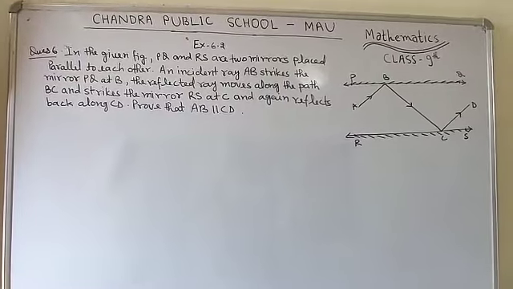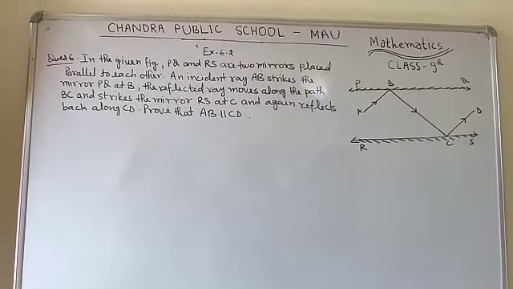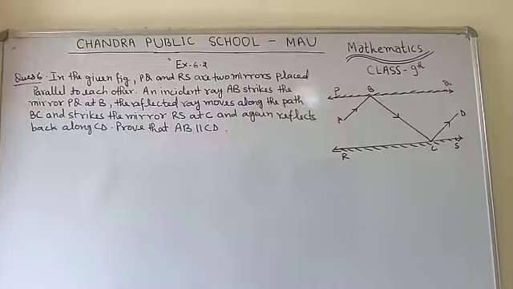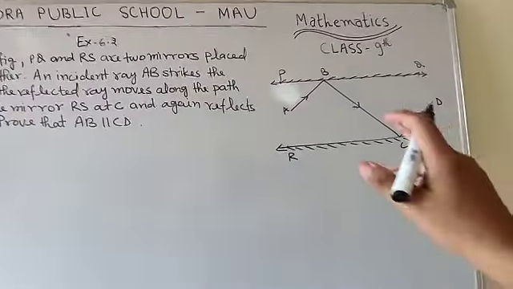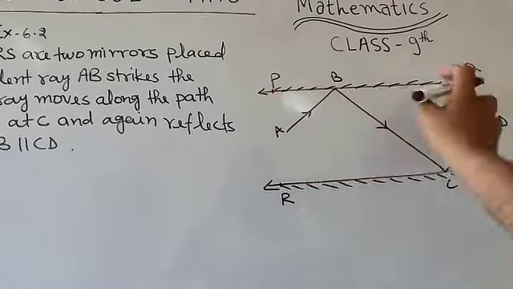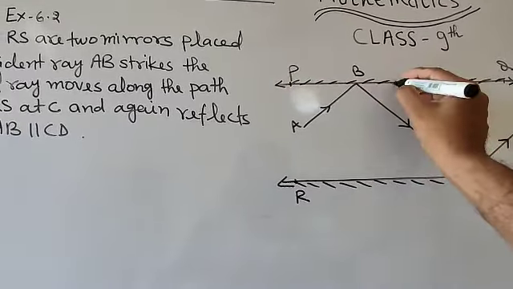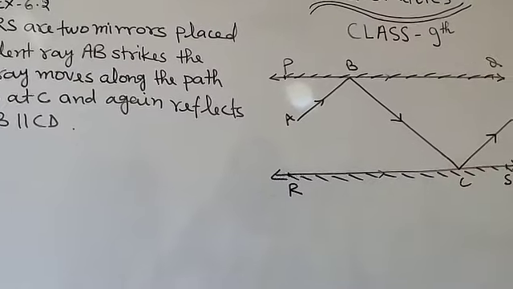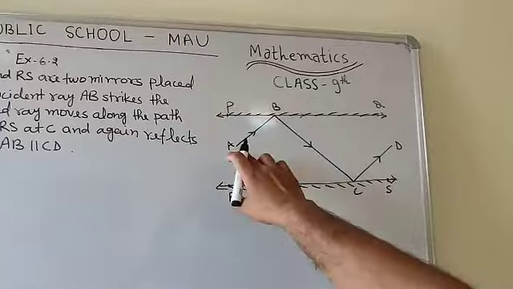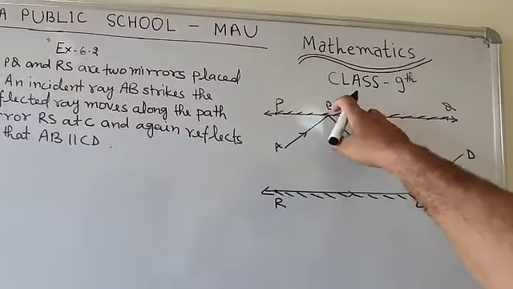Now students, here it is question number 6. One diagram is given there. I am going to explain the question and then I will give the solution. In the given figure, PQ and RS are two mirrors placed parallel to each other. Here two mirrors are there, PQ and RS, and they are placed parallel to each other. It means both the mirrors are parallel to each other.